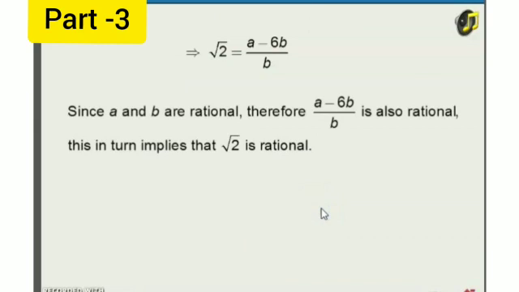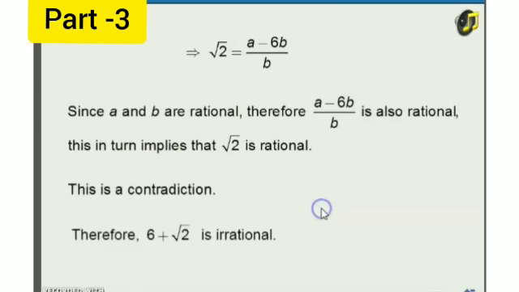Since a and b are integers, a minus 6b by b is also rational. This in turn implies that root 2 is rational. This is a contradiction, as I told you. Therefore, 6 plus root 2 is an irrational number. So it is very easy to follow both the important theorems. You can do some more examples in your textbook and in your other books. In the same way, we can prove that root 3 is an irrational number.